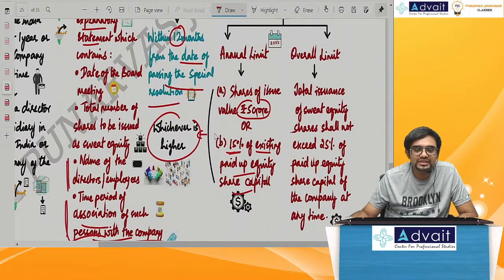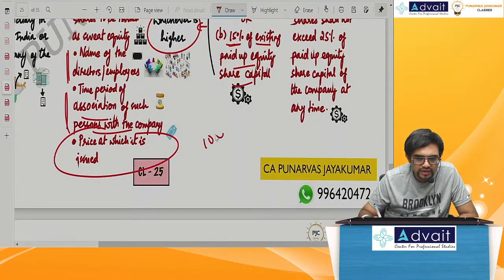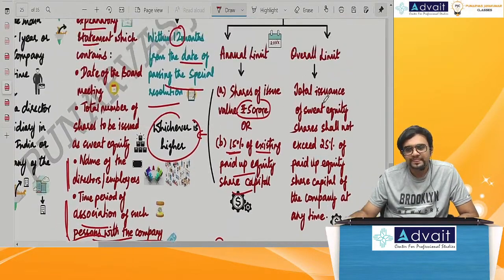Per annum, I can issue a maximum of 5 crore or 15% of existing PUC. So if this is 100 crore, I can give either 5 crore or 15 crore, whichever is higher. So 15 crore I can give, very simple.